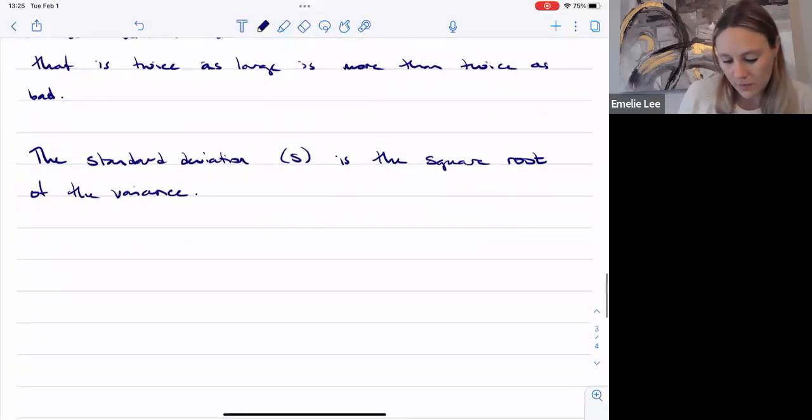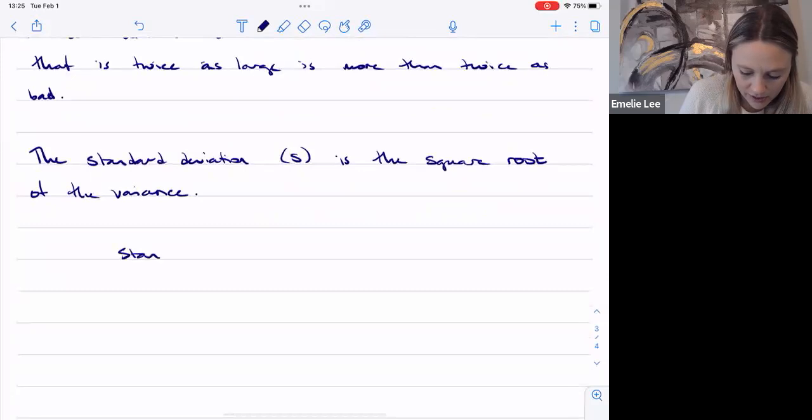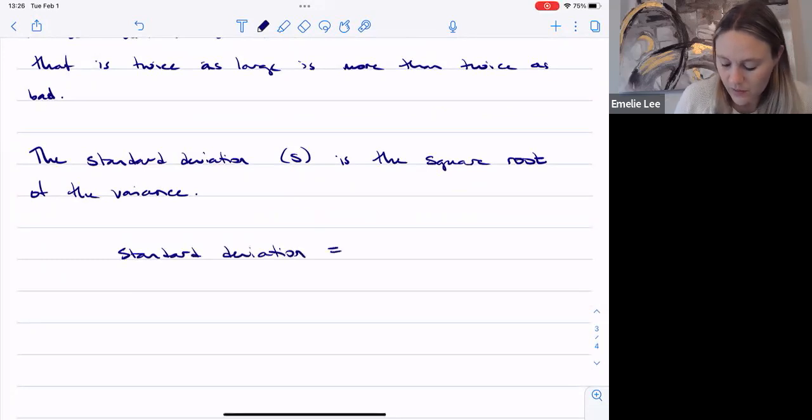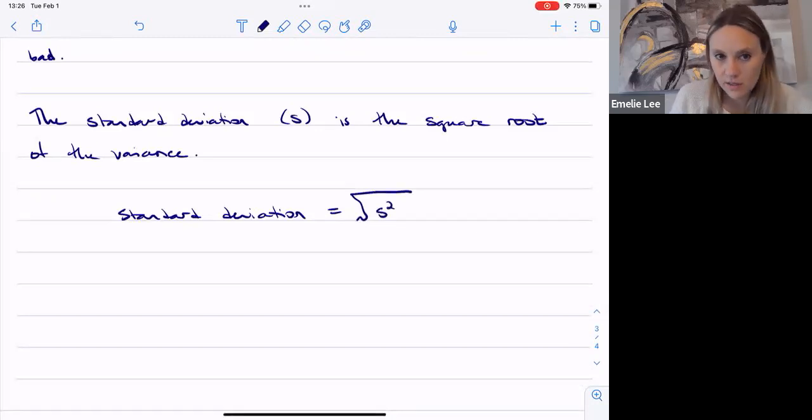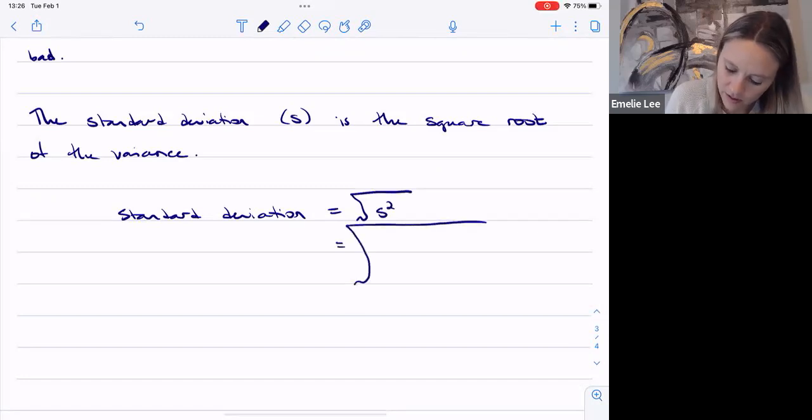Okay. Which means that the standard deviation is the square root of s squared, which means it's the square root of the sum from i equals 1 to n of xi minus x bar squared over n minus 1.